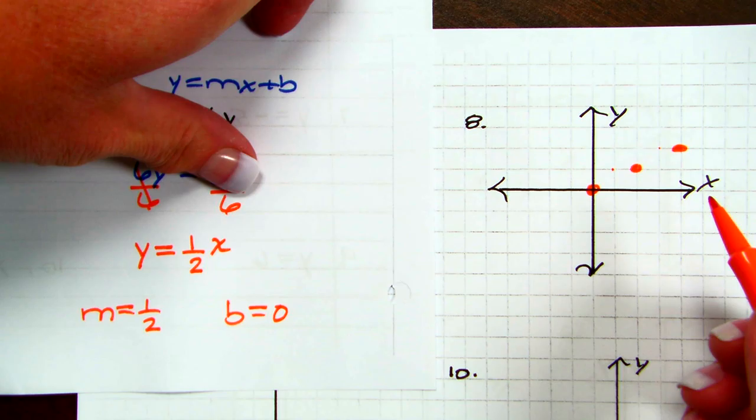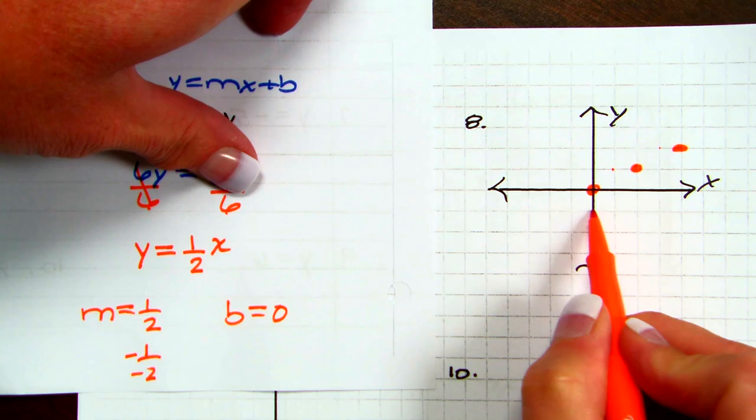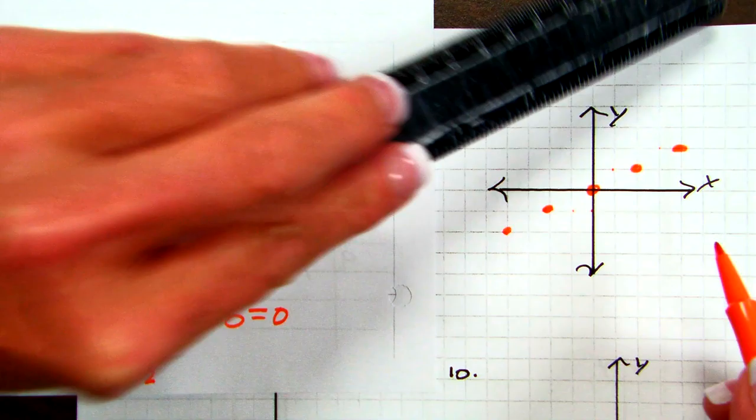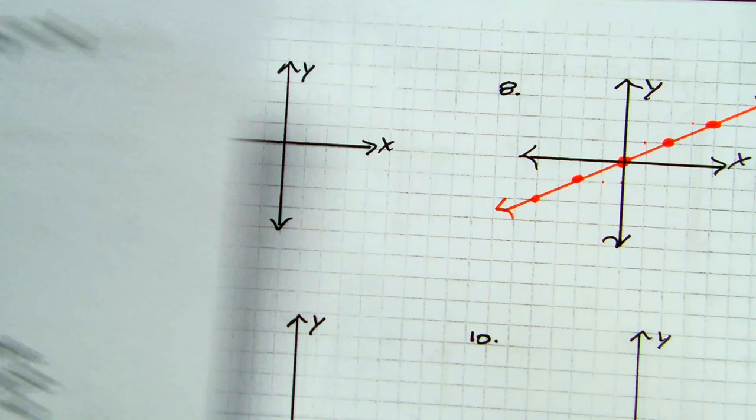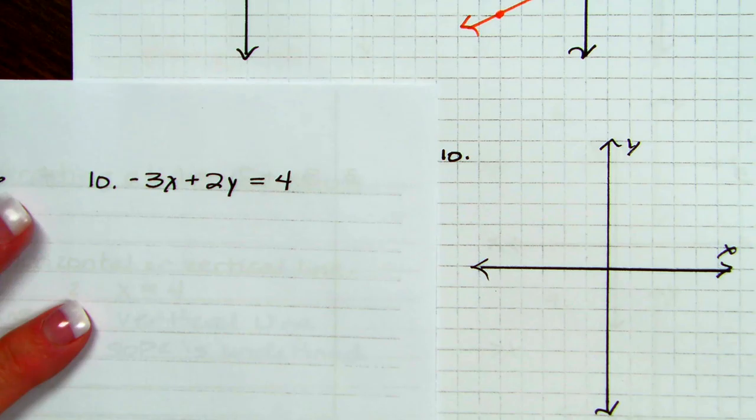And then our starting point is 0, so that's at the origin. And then our movement is 1/2, so that means rise over run. So we're going to rise 1, and then we're going to run to the right 2. So up 1, right 2. Now, you could go down and left, because you could have a negative 1 over a negative 2, which is still positive 1/2. So you could go down 1 and then left 2. Notice how that is still on the line. I always recommend trying to get at least 3 to 4 points to have a good straight line.